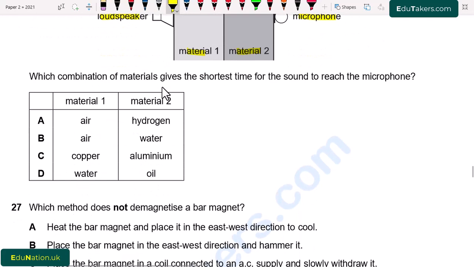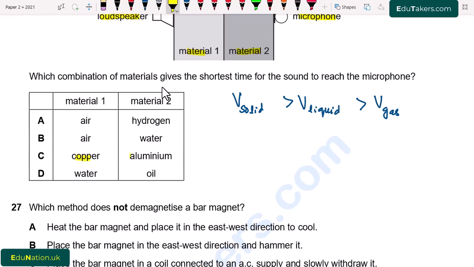So here, which of the following takes the shortest time? We know that the speed of sound in a solid is larger as compared to the speed of sound in liquids and gases. I write here, speed in solid is larger as compared to speed in liquid, which is also greater than speed in gas. So option A, air and hydrogen, is incorrect. B, air and water, is also incorrect.